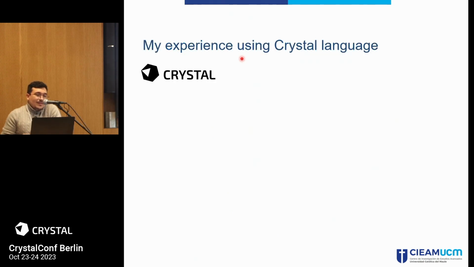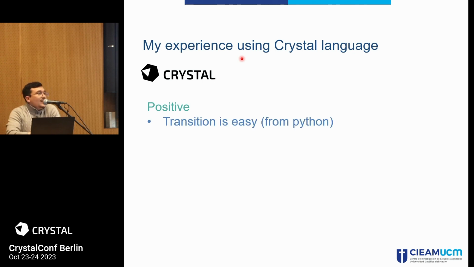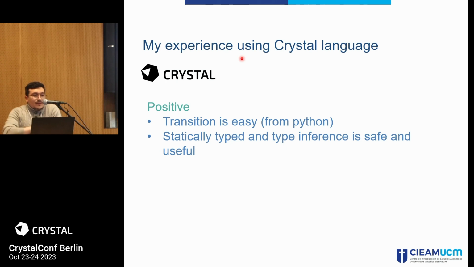So last, I will give you some comments about my experience using Crystal. The positive is the transition is easy. I worked a little with Python, and I did the transition, and it feels really, really easy. The static typing and type inference is really safe and useful, especially for me. The source code documentation is really useful. I did this only reading the documentation and the code.